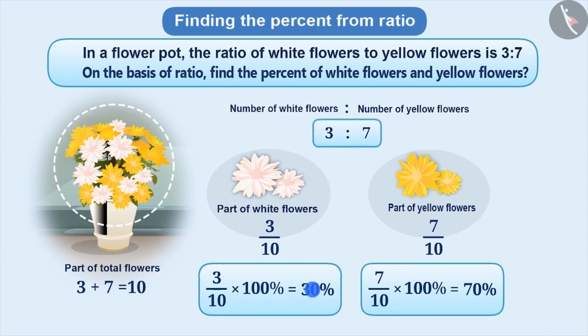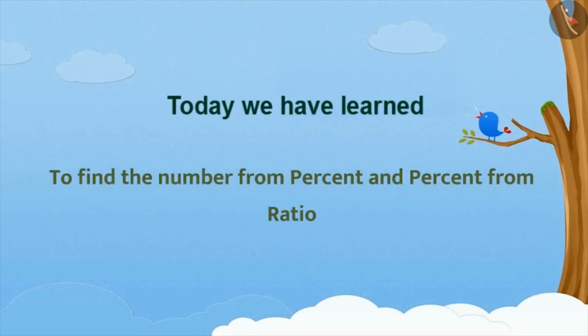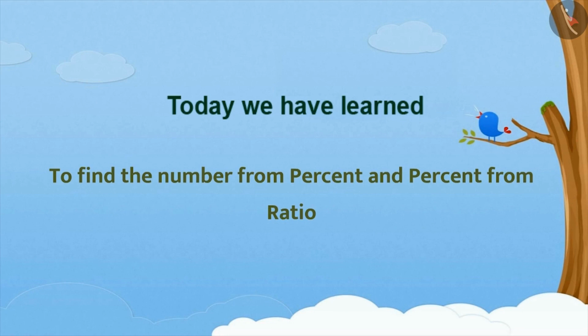Therefore, in order to find the percent from ratio, first we add the numbers expressed in ratio to find the total number of parts. Then, from the total parts, express the part of individual objects in the form of a fraction. Then convert the obtained fraction into percentage. Today, we have learned to find the number from percent and percent from ratio. In the next video, we will solve examples on percentage, fraction, and decimals.